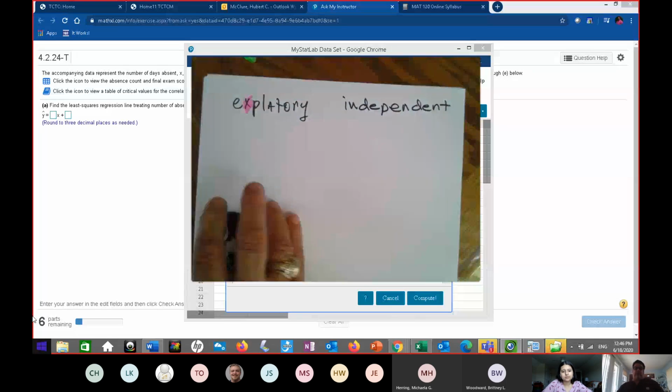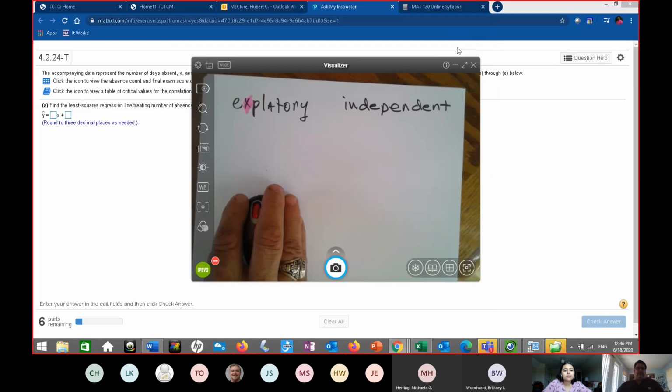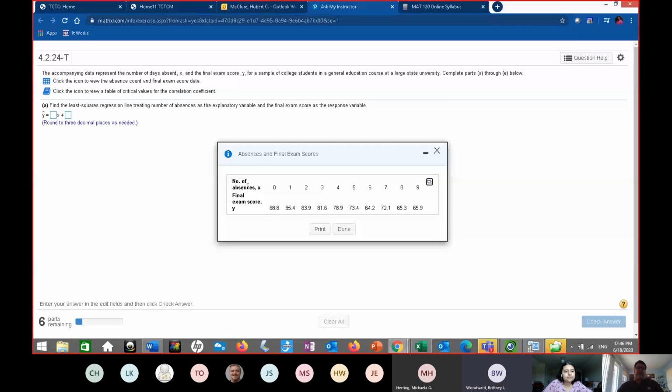Let me ask y'all a question. Look at this test: days of absences, final exam. If you don't go to class, are you going to get a grade? No. So which one's dependent? The scores. The scores depend on you being in class. So the absences is the X variable. That's your exploratory variable. You always got to ask yourself, what depends on what?